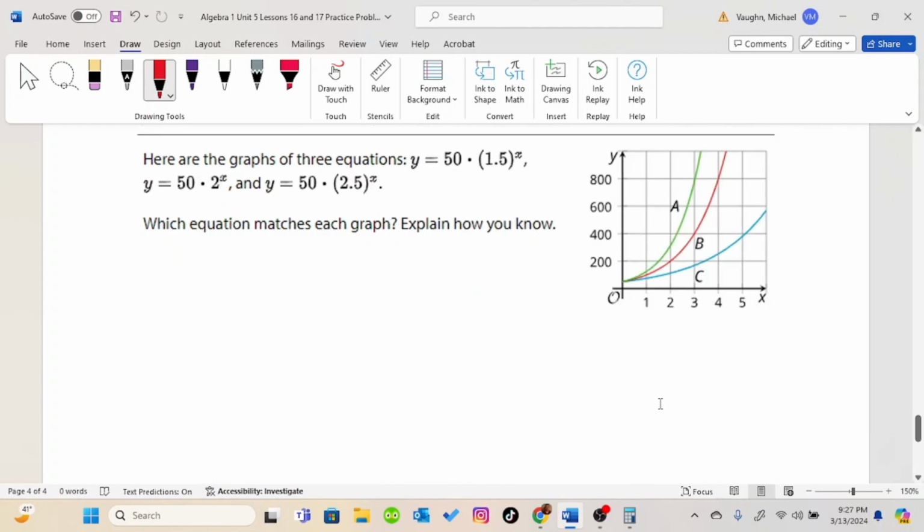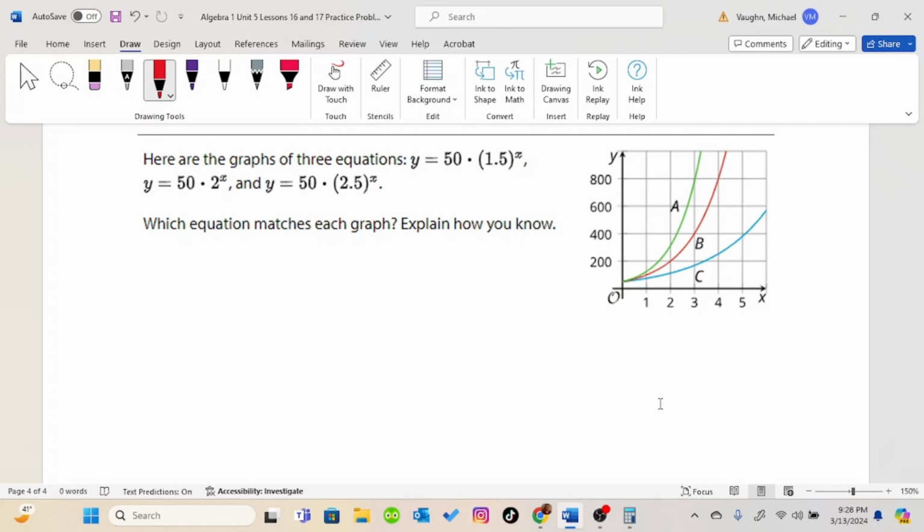Here are the graphs of 3 equations. y equals 50 times 1.5 to the power of x. y equals 50 times 2 to the power of x. And y equals 50 times 2.5 to the power of x. Which equation matches each graph? Explain how you know.